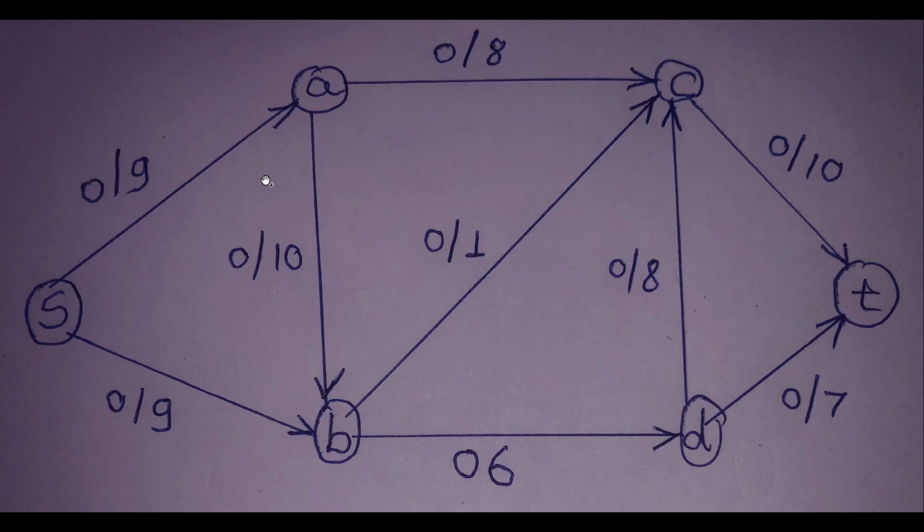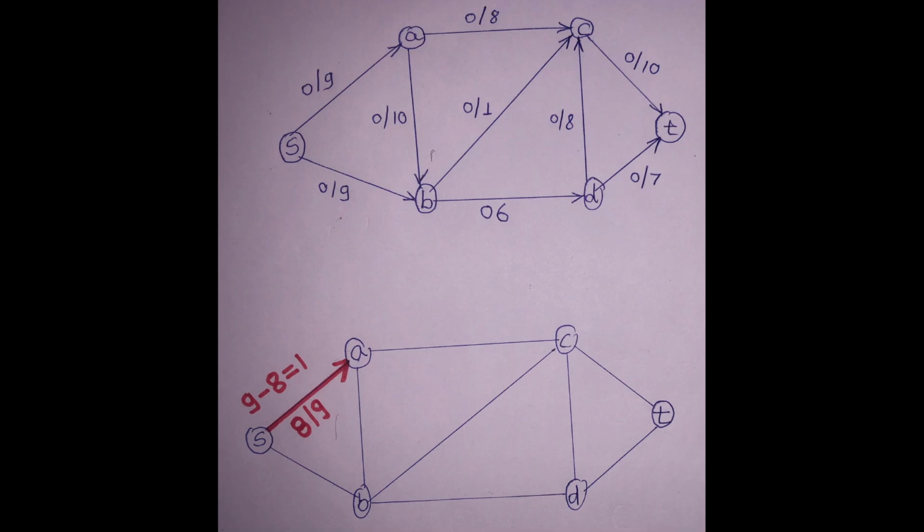So we will start from S again. The first direction is from S to A. Out of 9, 8 flow is used, so the remaining flow is only 1. So 9 minus 8, that is the flow we are using as outgoing flow. And then the reverse incoming flow, we have to think about that.